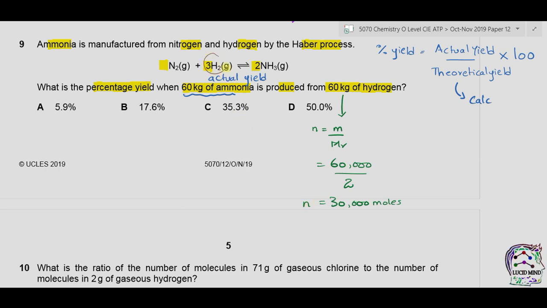Now let's find the ratio between hydrogen and ammonia. From the balanced equation, 3 moles of hydrogen form 2 moles of ammonia. So 30,000 moles of hydrogen will form X moles of ammonia. Let's find the number of moles of ammonia that is formed. So X is equal to 30,000 into 2 divided by 3. So the number of moles of ammonia formed is equal to 20,000 moles.